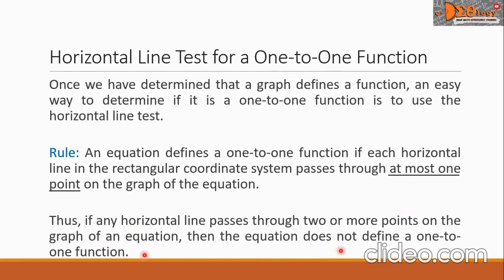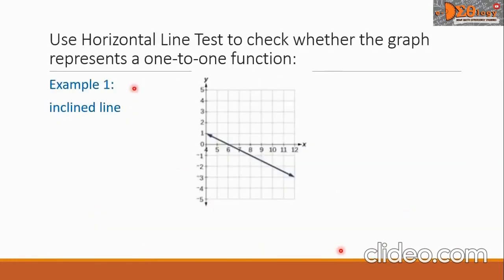Let us see some examples. Example 1. Use horizontal line test to check whether the graph represents a one-to-one function. This is the graph, an inclined line. So let us draw now a horizontal line anywhere on the graph. So we have this horizontal line here, and we can see that it intersects the given line at one point.